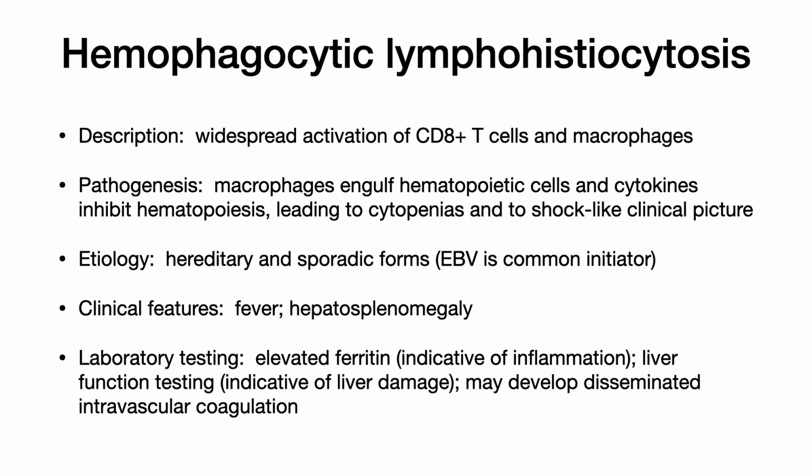It's usually initiated by EBV. My thought is that if you have a virus listed and you're not certain, EBV is always a good choice. It seems like you get fever, hepatosplenomegaly. It seems oftentimes when you have macrophages involved, not always, but you oftentimes will have hepatosplenomegaly. They have an elevated ferritin because of the inflammation. You can have elevated liver function tests because of liver damage, and they may develop disseminated intravascular coagulation. So it's a really serious condition.